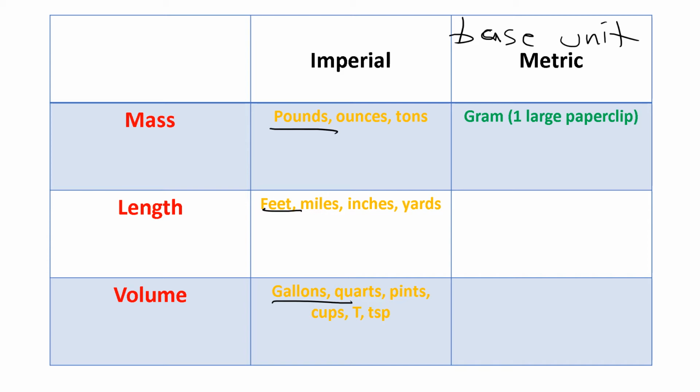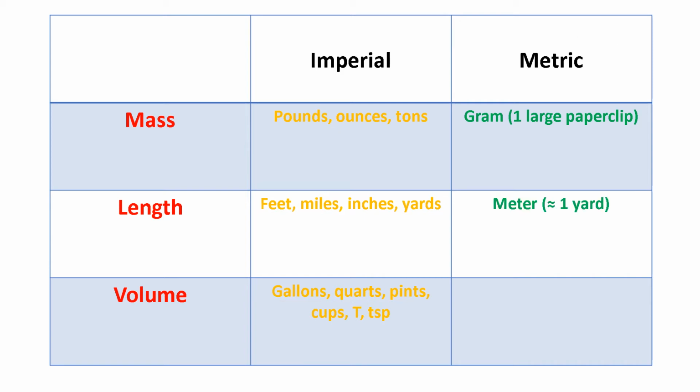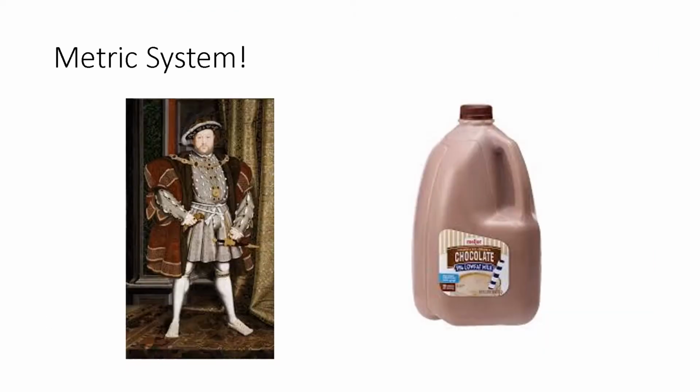In the metric system, our base unit for mass is the gram, and this weighs about as much as a large paperclip. For length, it's the meter. A meter is approximately a yard. It's about 39 inches. And then our base unit for volume is the liter, which is about a quart. It's about 1/4 of a gallon, give or take. Again, we don't have this concept of a base unit in the imperial system, but this base unit makes things so much easier. And we'll see how and why in a little bit.